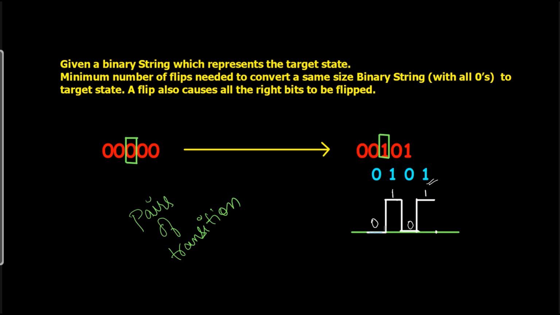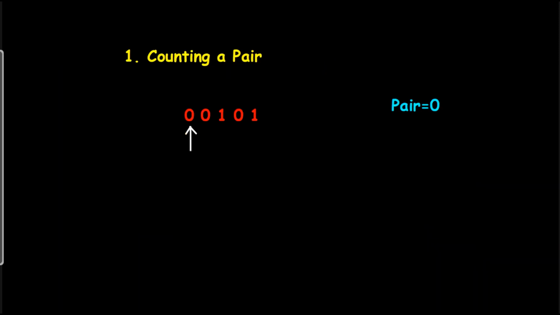That is the count of how many transitions there are. As in first we got 0, then 1. So here I got my first pair. Then when it goes from 1 to 0, there is again a pair. As it is flipping from 0 to 1, then 1 to 0, and again 0 to 1, in this case we got 3 pairs of transition, or we can say 3 flips. Let's understand this by iterating one by one.